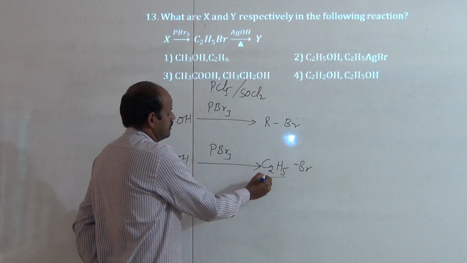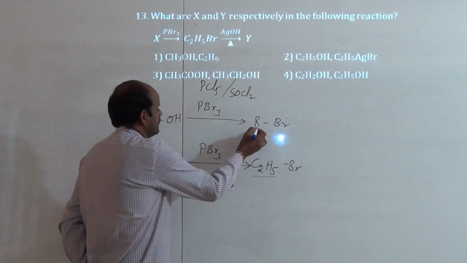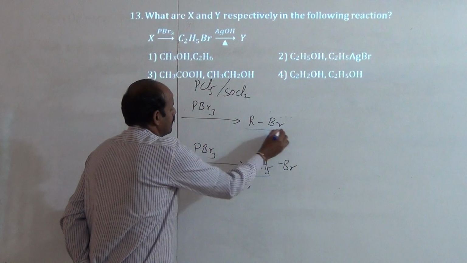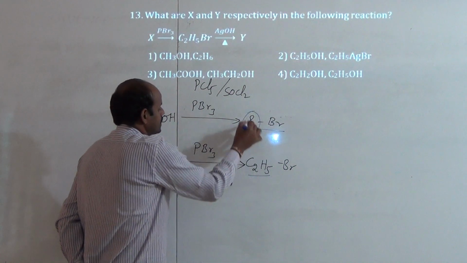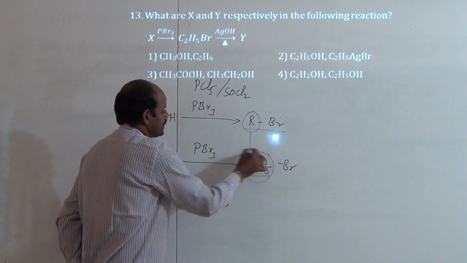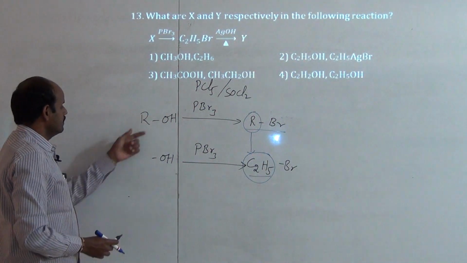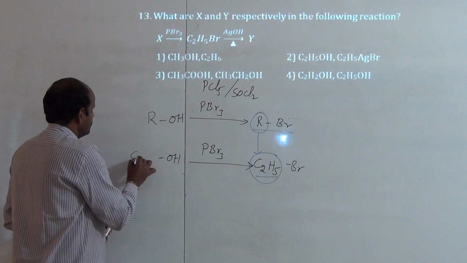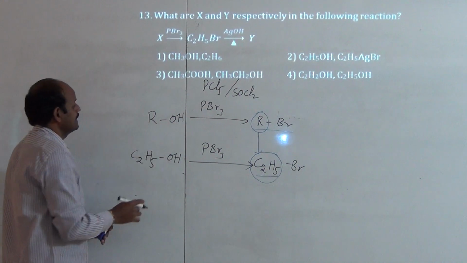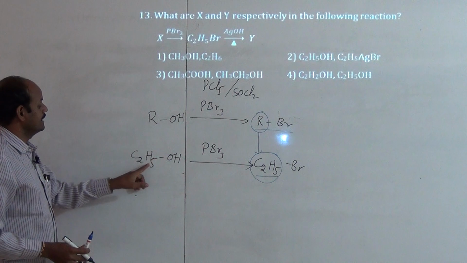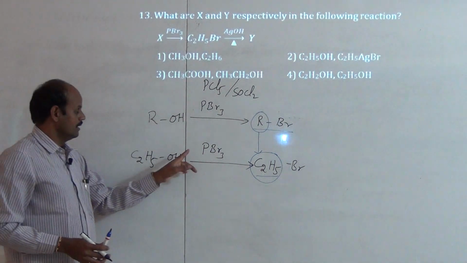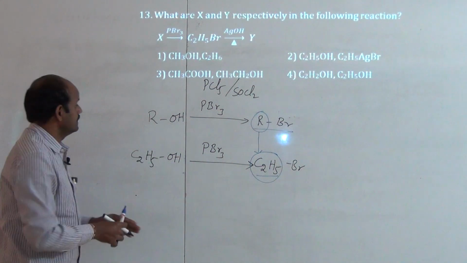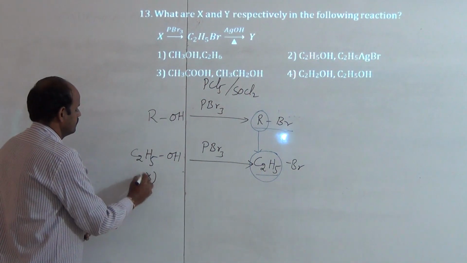Here given C2H5Br. So it is a general equation. When alcohols react with PBr3, it gives alkyl bromide. So instead of R, what is there? C2H5 is there. Similarly here, what is the R? C2H5 means here what is X? C2H5OH. Ethyl alcohol is reacted with PBr3, then it gives C2H5Br. Hence it is the X.